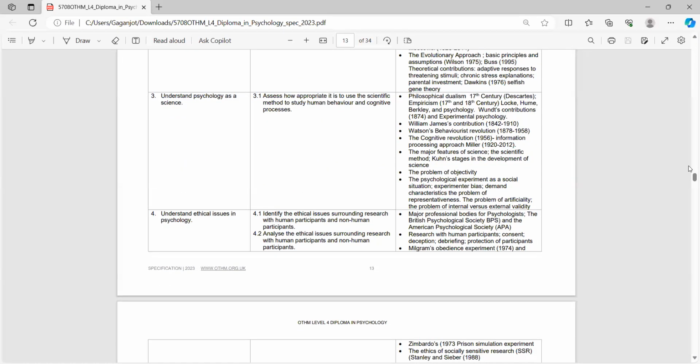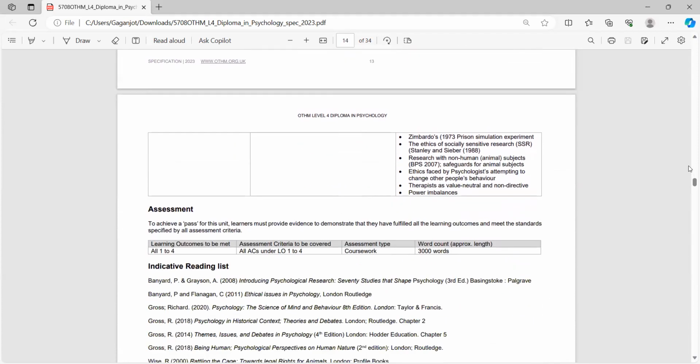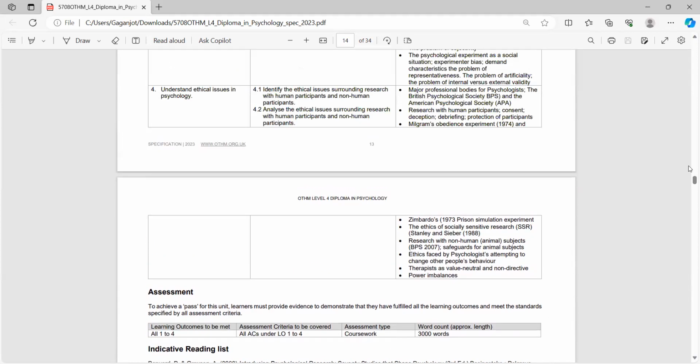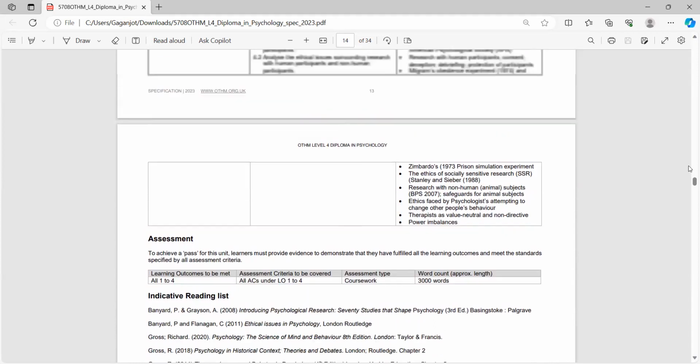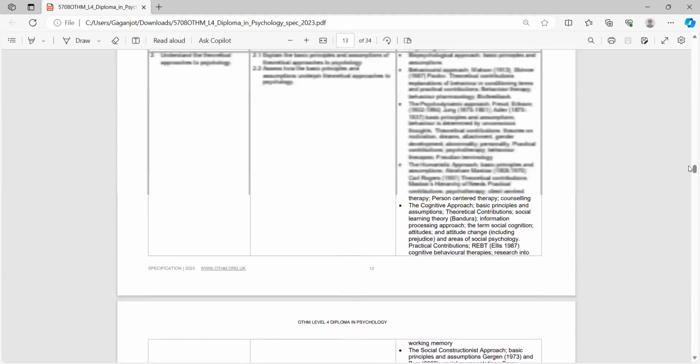Understand ethical issues in psychology. Identify the ethical issues surrounding research with human participants and non-human participants. The learner will be able to analyze the ethical issues surrounding research with human participants and non-human participants. On the basis of this, an assessment will be done.